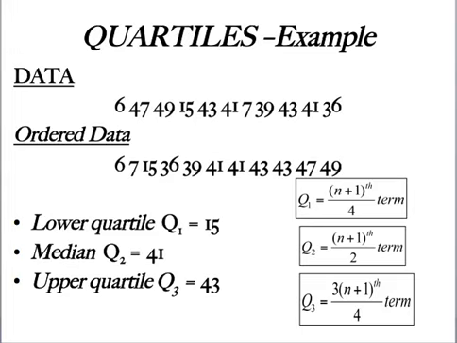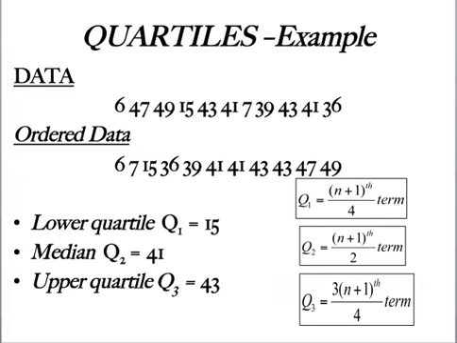I have some numbers there, 6, 47, 49, 15, etc. And our aim is to find the quartiles. Now the numbers have to be arranged in order first. So we're going to rearrange them from smallest to largest. So we have 6, then 7, then 15, then 36, etc. Now the lower quartile, or some books say the first quartile, is denoted by Q subscript 1. And the formula to find the first quartile is (n plus 1) over 4 term.